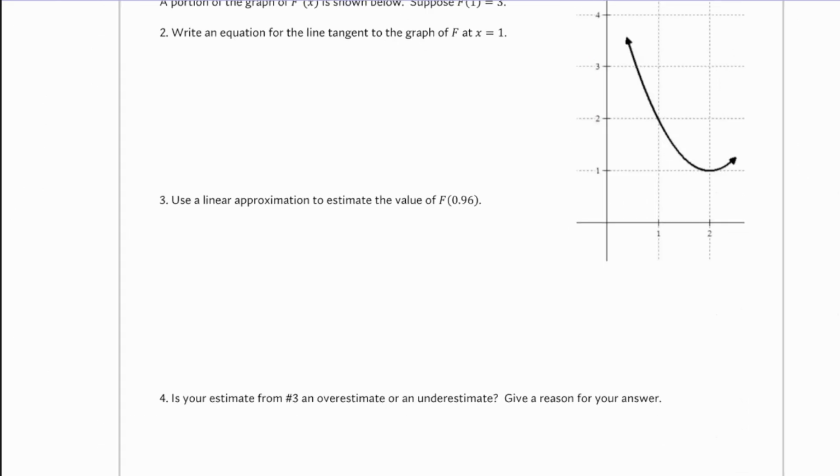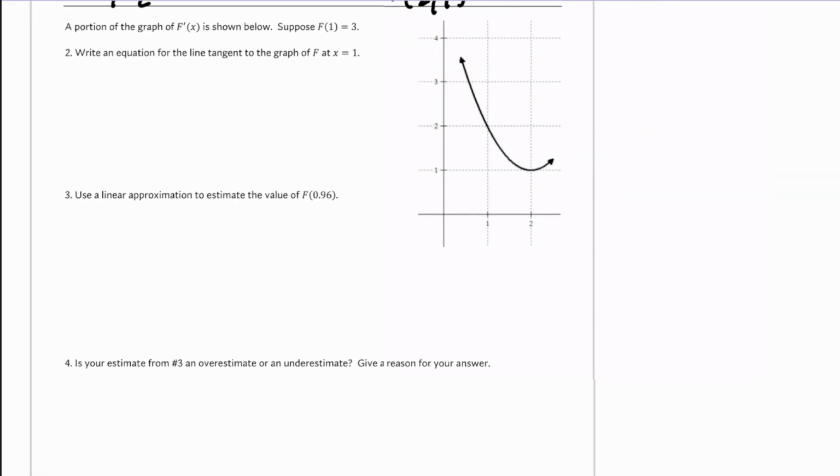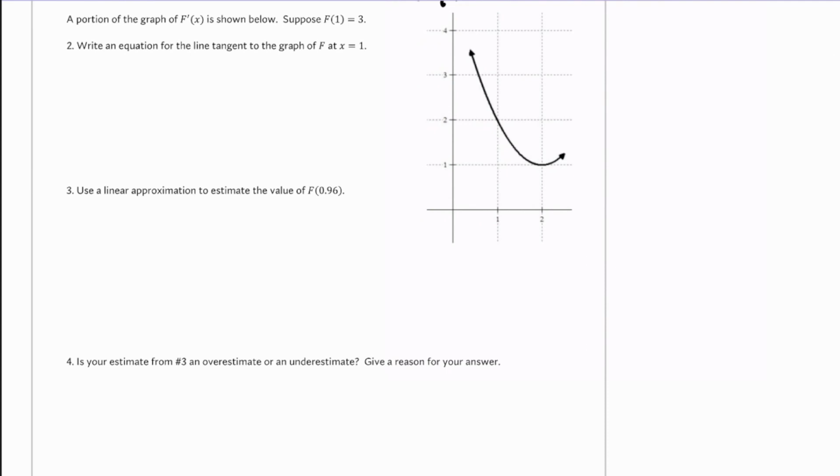Then the next three were kind of all related. Let's see if I can fit those all in, yeah. So we've got a graph of f prime and a point on the graph of f. We've got f of 1 equals 3. So we're going to write an equation for the tangent line to the graph of f at x equals 1. Okay, point will be (1, 3). Our slope will be f prime of 1. Okay, that's what we're going to get from the graph. It's right there. It's 2.